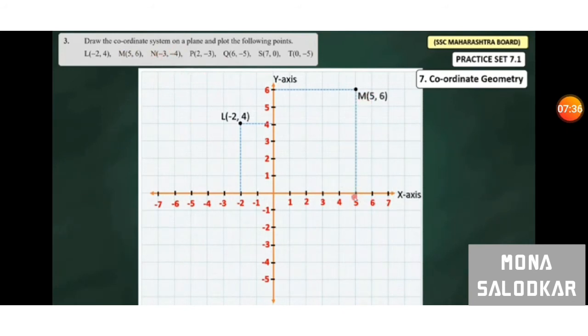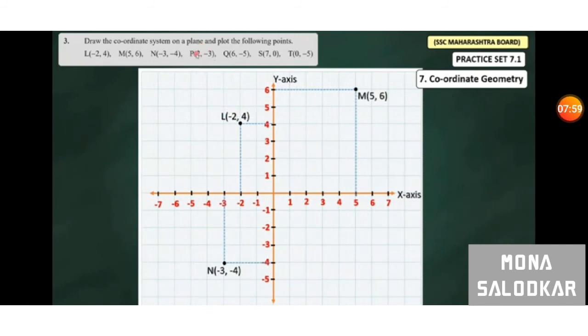Now let's start the third point. Third point is minus 3, minus 4. Means it lies in which quadrant? Third quadrant. Now draw the lines from minus 3 and minus 4. Draw the perpendicular lines. You get the point N, that is minus 3, minus 4. Always show x coordinate first and then y coordinate.